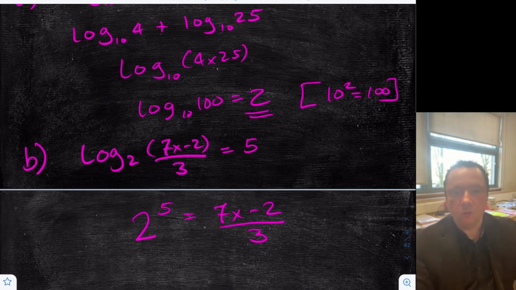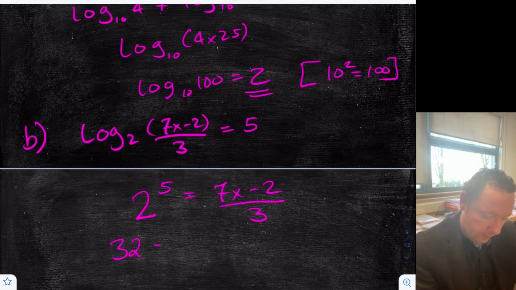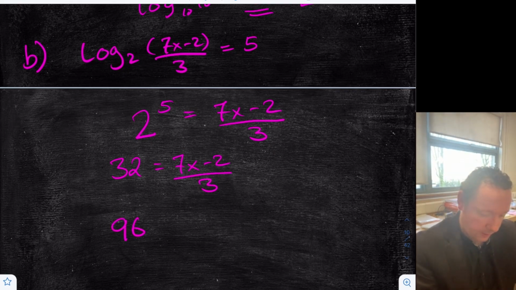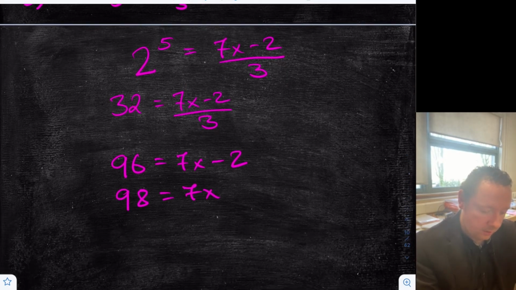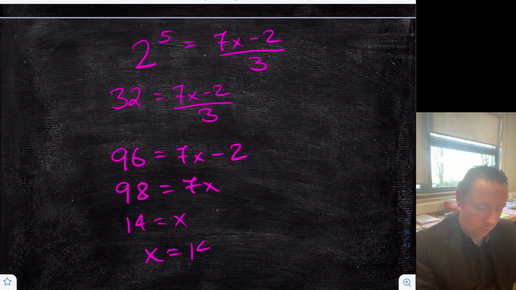So we need to work out 2 to the power of 5. Well, 2 2s is 4 times 2 is 8. Times 2 is 16, times 2 is 32. So we get 32. So 32 equals 7x minus 2 over 3. So we can times 32 by 3. 32 times 3 is 96. So 96 is 7x minus 2. Add 2 to both sides, so 98 is equal to 7x. Dividing through by 7 then, you get 14 equals x, or nicer, x equals 14.